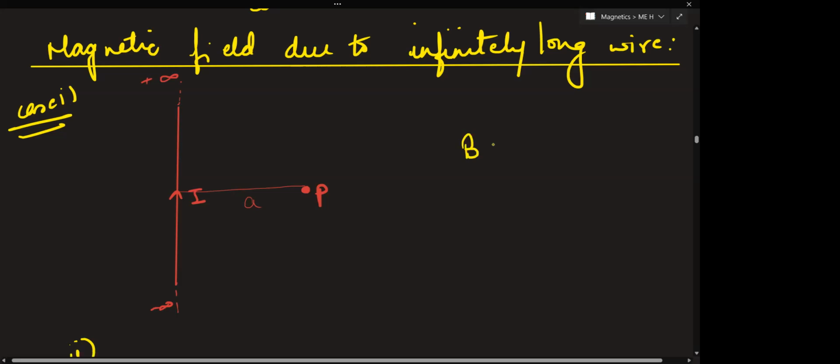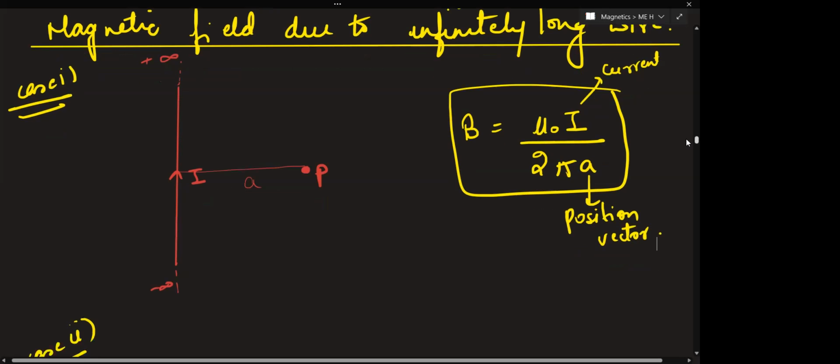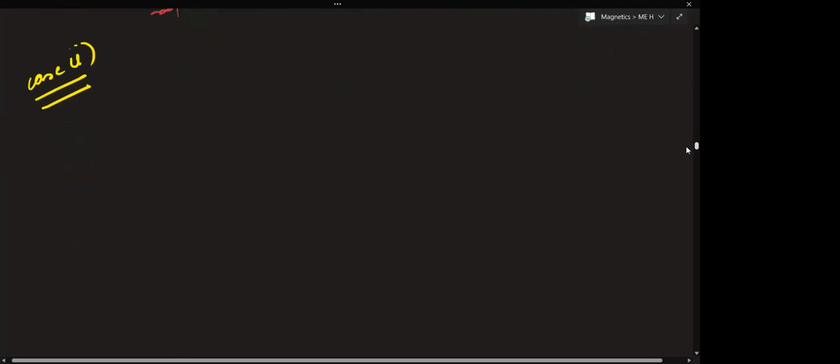Now, magnetic field will be mu naught I divided by 2 pi A, where I is the current flowing, A is the position vector. Fine, this is the formula that you have to remember. So now your work has become easy. Otherwise, this derivation was very lengthy. The only derivation that students used to hate was this one, long wires. So this is not now included in your syllabus. No need to go into the details.